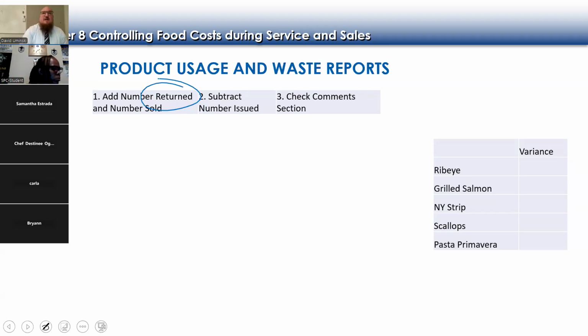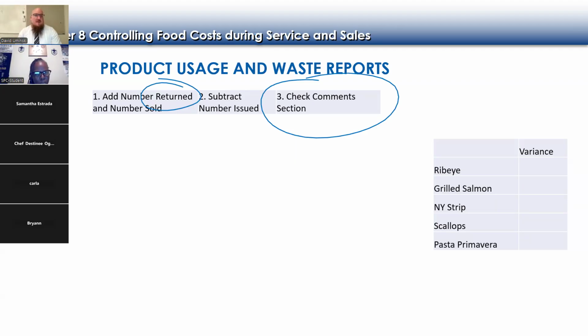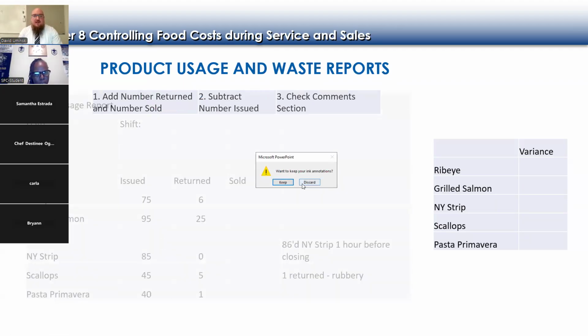We're going to subtract the number that were issued. And then we're going to look at our shift report to see if there's any comments that can help us identify why we might be missing some product. Okay. So let's just look at this real quick.